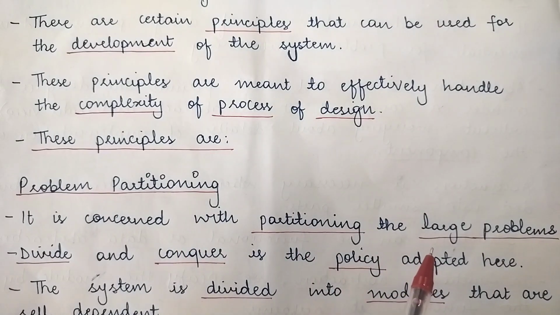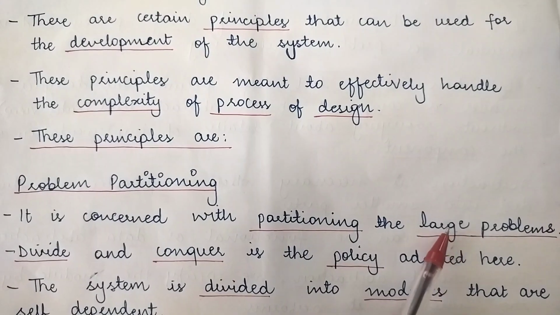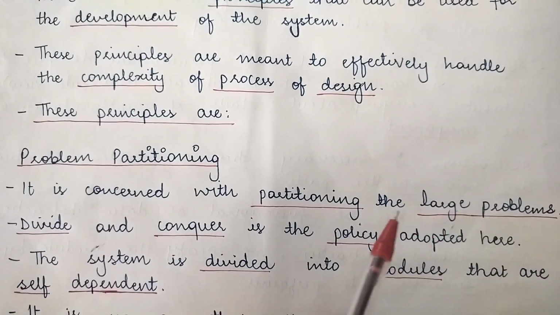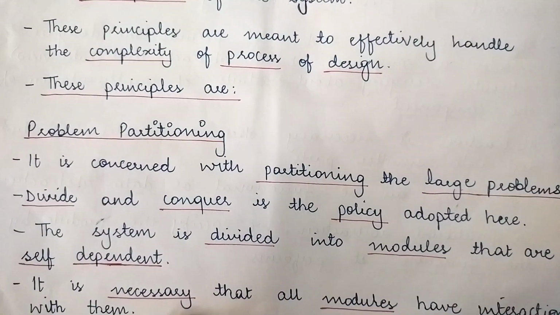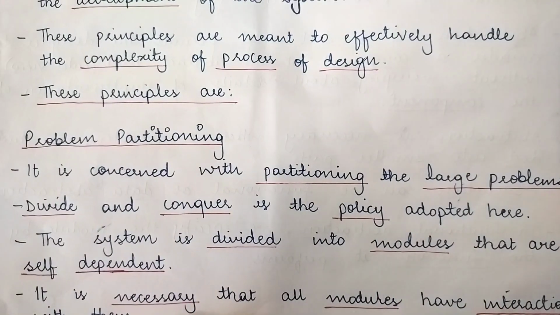That means when we have a large and complex problem, we can partition it into smaller problems. So a bigger component or a bigger module is divided into smaller components or smaller modules. Divide and conquer is the policy which is adopted here. As we are dividing or partitioning larger problems into smaller problems, we can say that divide and conquer is the policy. That means we divide a large and complex problem into smaller problems, and then we can easily conquer the system design process.